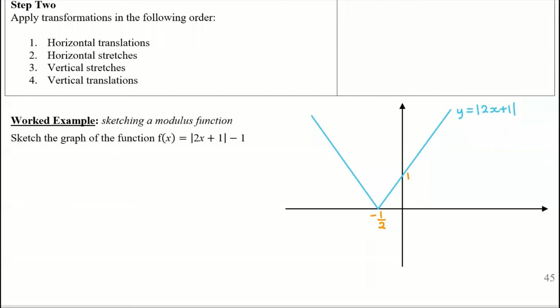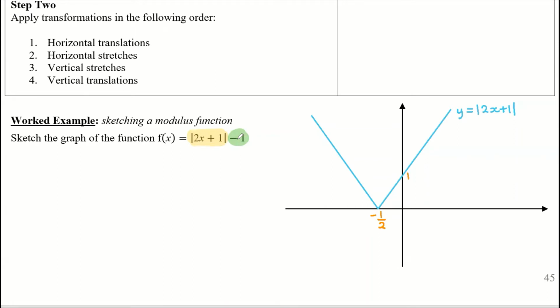Okay, and just for the last little bit on this page, we're going to look at sketching a function which on the face of it looks rather complicated, but you can see that it contains the modulus of 2x plus 1, which we've spent the last few minutes working on. And the only difference is that we have this -1 on the outside of the function. So if we continue applying the order of transformations, to get the modulus of 2x plus 1, which I've sketched again on the axis provided, we've now got to add yet another transformation.